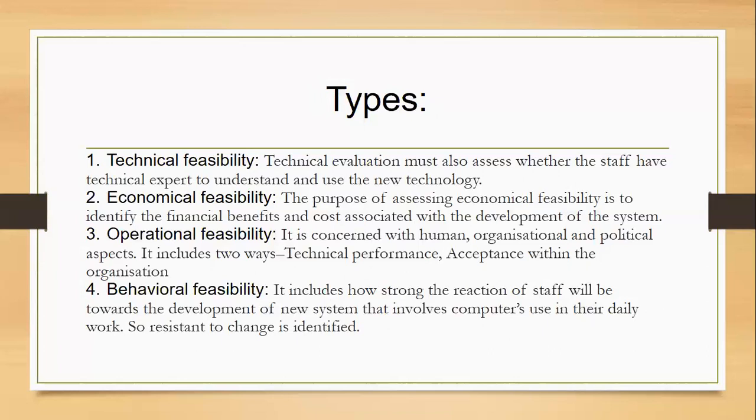Next is acceptance within an organization. It determines the general attitude and job skills of the existing personnel, or whether any change in job work will be accepted by the current user or not. So these both are the ways to include operational feasibility. Last one is behavioral feasibility. It deals with how strong the reaction of the staff will be toward the development of the new system, whether they will accept it or not. If they accept, then the behavior is positive, else they will respond negatively.